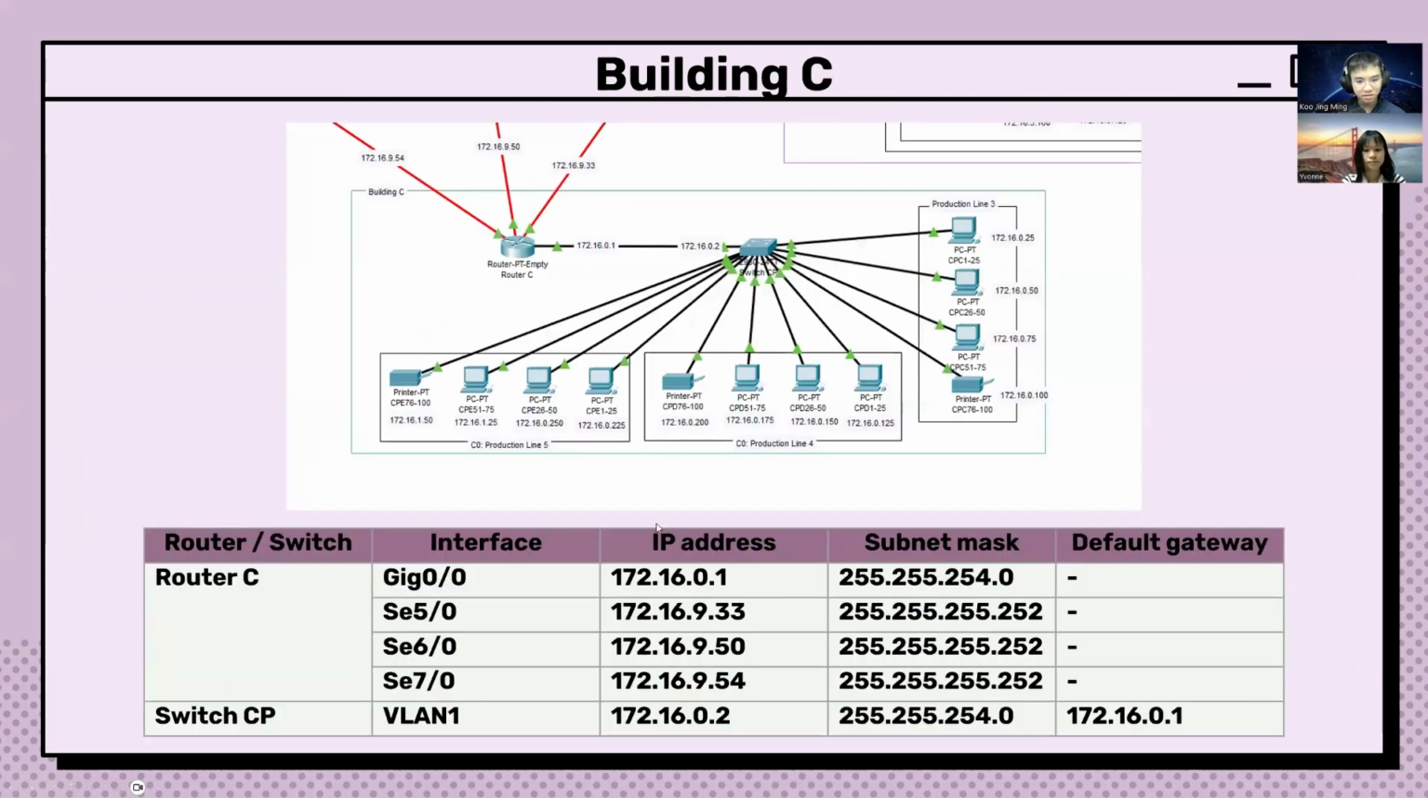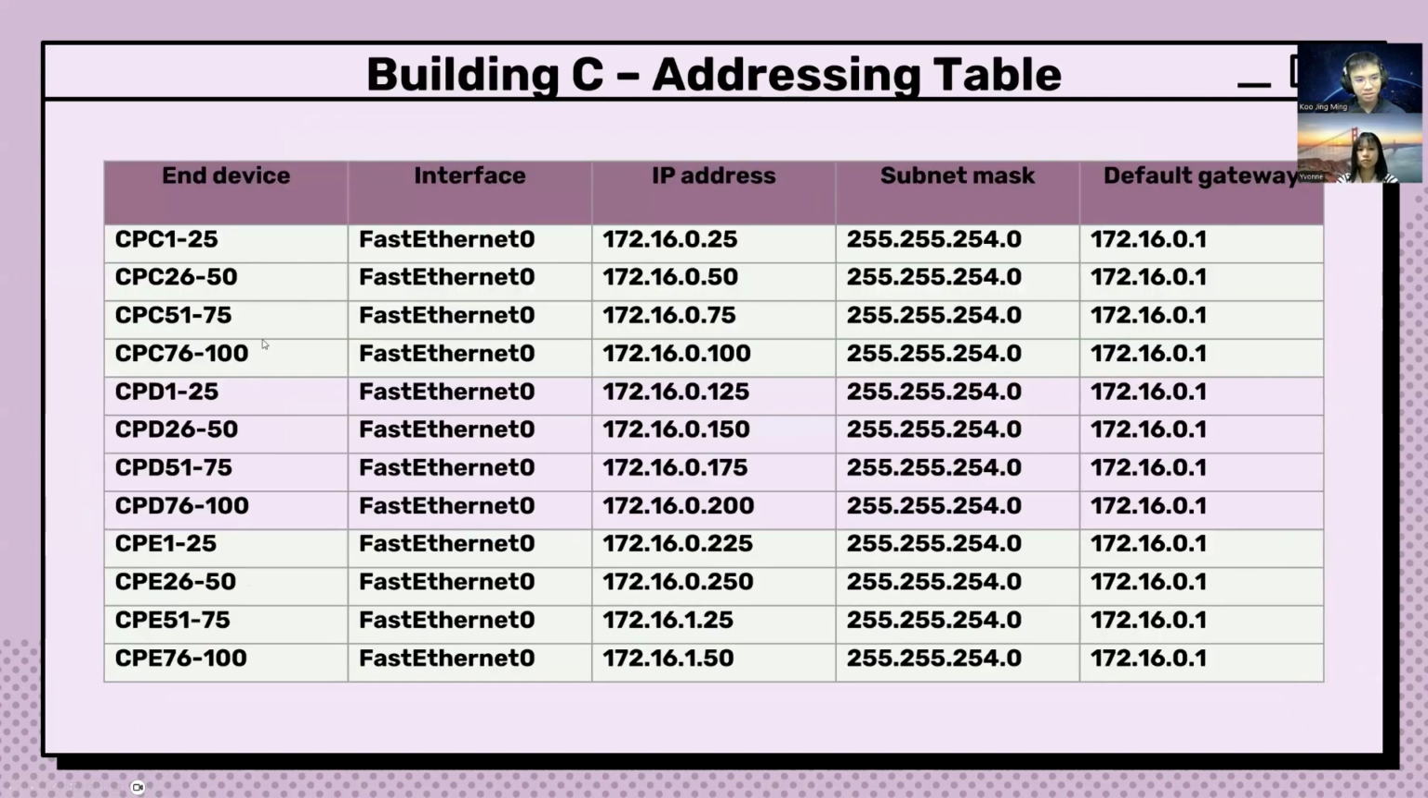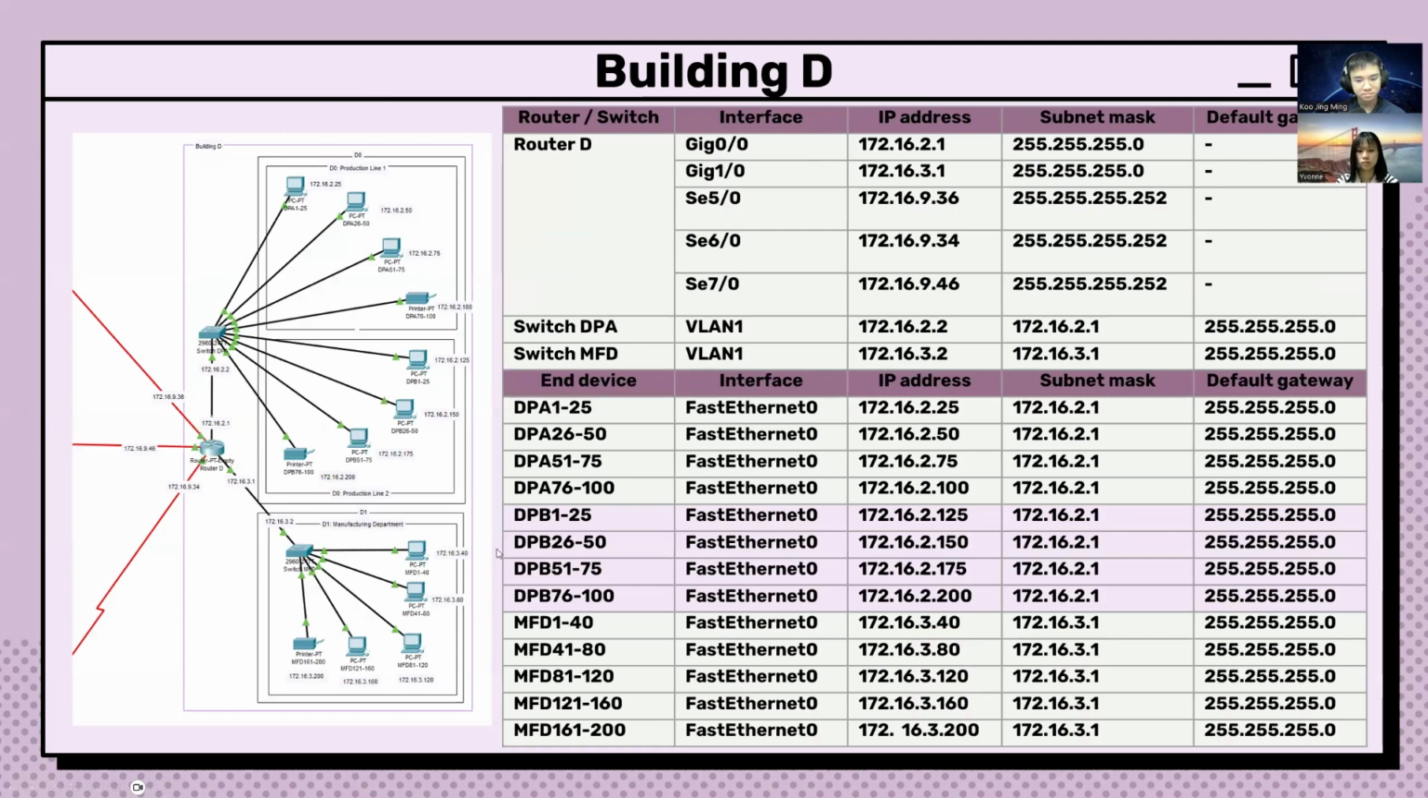Okay, building C is also the same. We have router C and switch CP, only 1 router and 1 switch. Here we combine 3 product lines in a subnet because it's easier to manage, because these 3 departments are almost the same, quite similar. And these are the end devices in building C, and this is building D.